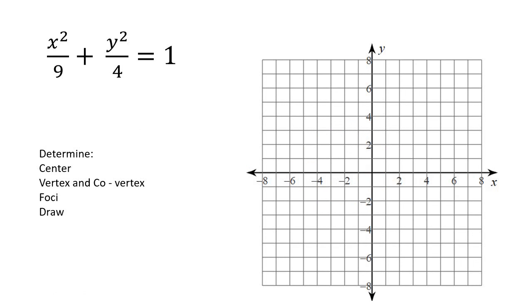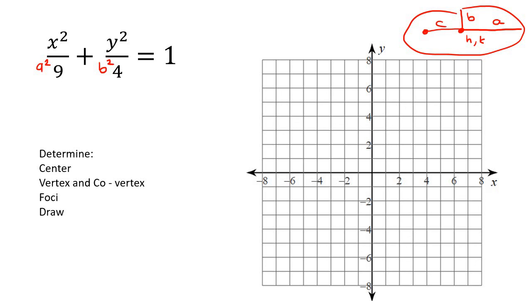So this one, the bigger number goes with the x. So the bigger number is always your a squared. The smaller number is always your b squared. So because the bigger number goes with x, it's going to be a horizontal ellipse. So if it's a horizontal ellipse, then it's going to have a center over there at h and k. This long line is the a, the shorter line is the b, and then to the foci, that would be your c.